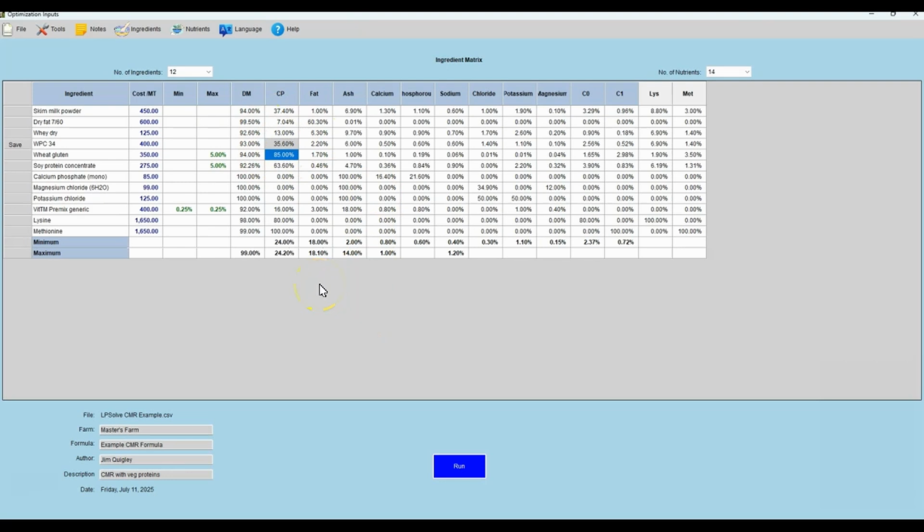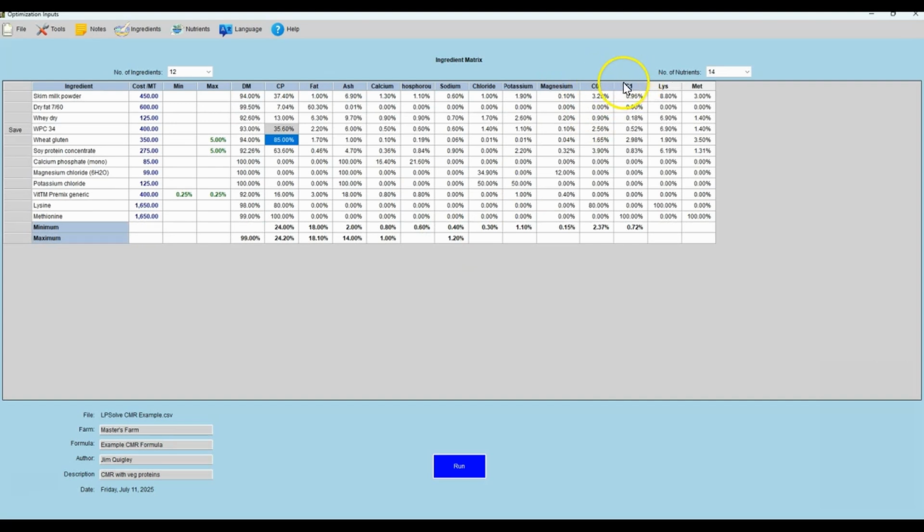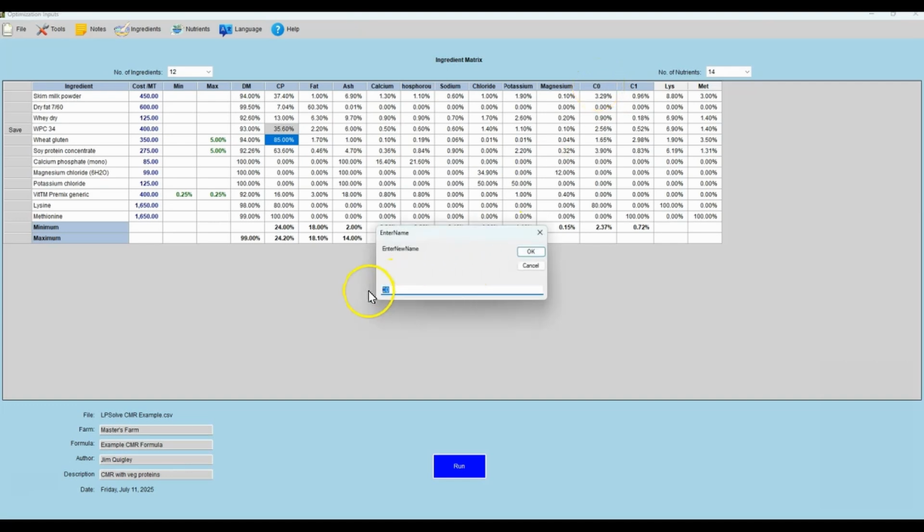I want to point out two columns that are important in this particular example. These are columns C0 and C1. In this formula, I want to ensure that I have the appropriate amount of lysine and methionine expressed on a percent of dry matter basis. In LP-Solve, the amino acids are expressed as a percent of total protein, not as a percent of dry matter. Therefore, I need to adjust the values to be expressed on a percentage of dry matter. I use the extra columns C0 and C1 to do that math. In this case, C0 is lysine as a percent of dry matter, and C1 is methionine as a percent of dry matter. I'll right-click the header of each column and change the name to the appropriate nutrient.